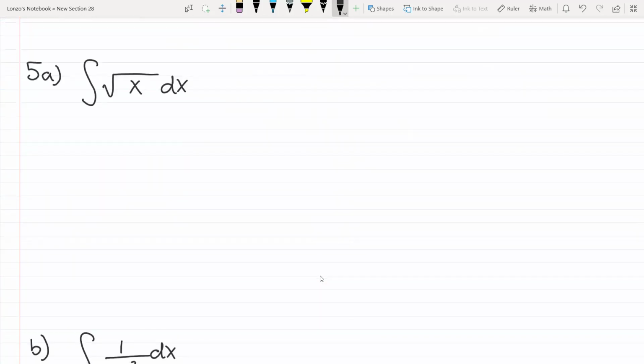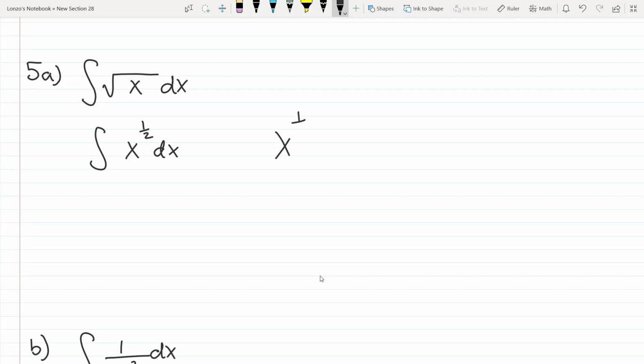Okay, now let's do 5a, something different. Well, still power rule, but the integration of square root of x dx. How do you take the integration of this? What I would do is rewrite it as a power. So square root of x is the same thing as x to the 1/2 dx, right? Now you can integrate this using power rule.